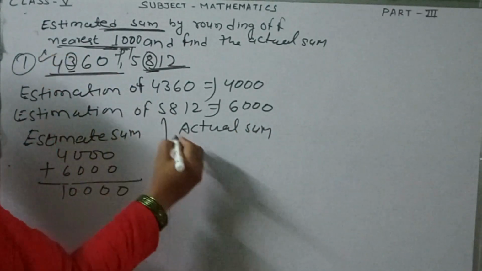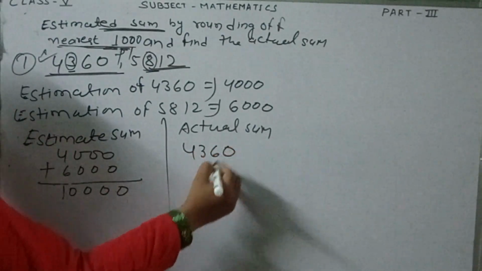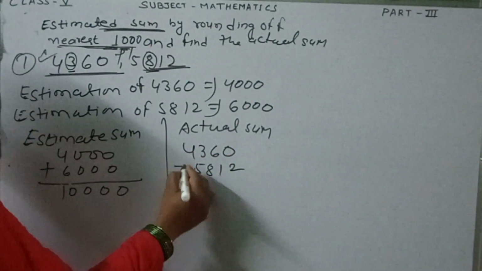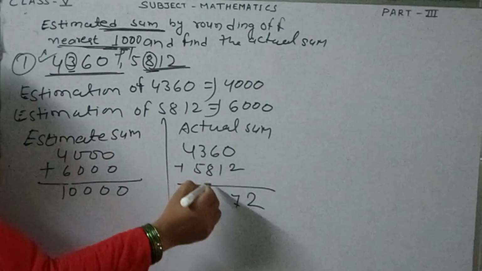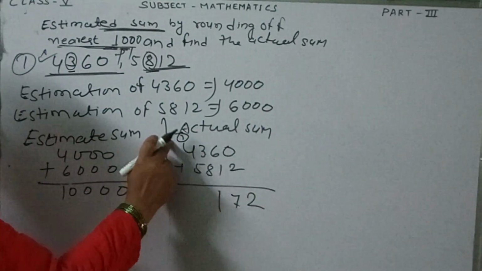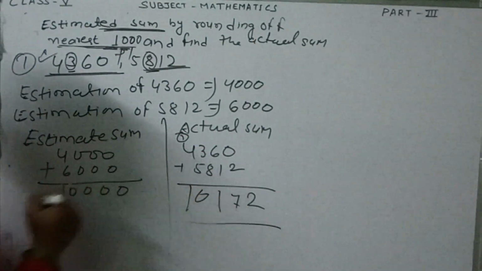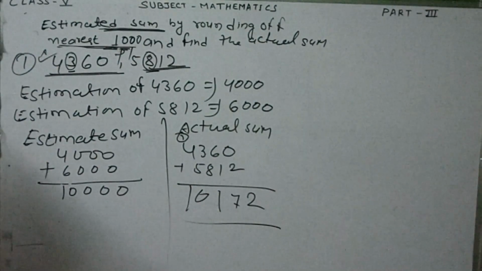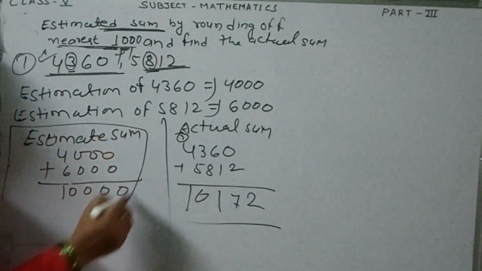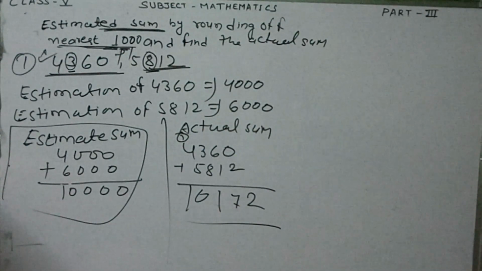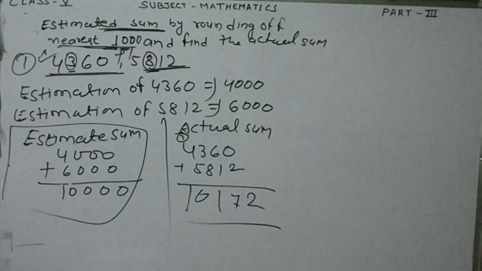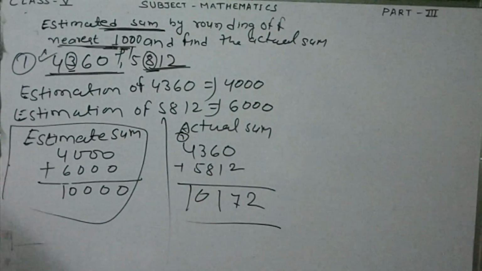Okay, here for the actual sum you have to write 4360 plus 5812. Okay, 2 plus 0, 2, 6 plus 1, 7, 8 plus 3, 11, 1 is carry here, 1 plus 4, 5 plus 5, 10. That is your actual sum and this one is the estimated sum. These are the three types of questions: nearest 10, nearest 100, nearest 1000, and we have to find the estimated sum as well as the actual sum.